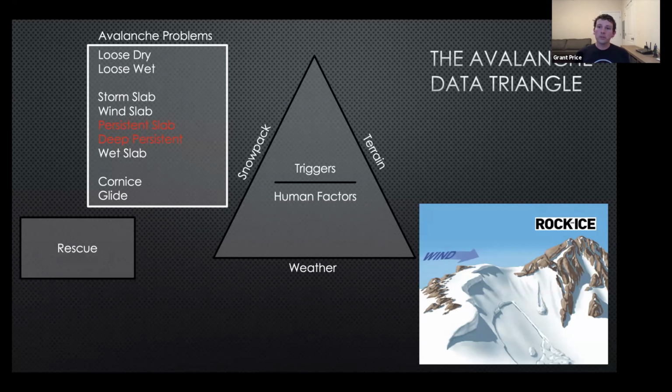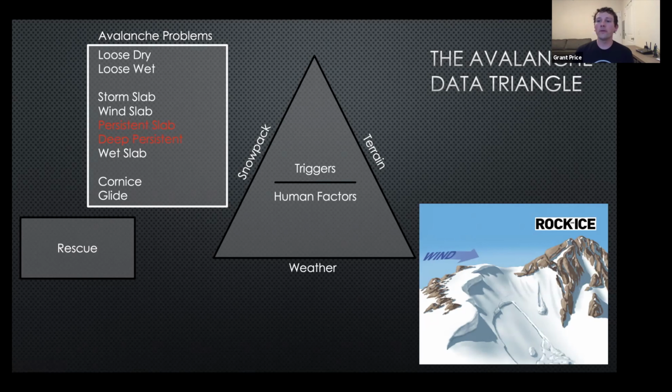With that, we don't just have slab avalanches. In the United States, we use 9 different avalanche problems or characters to describe what kind of avalanche hazard we're expecting in the mountains. Forecasters use these in bulletins to convey this information. So there's 9 of them, and the way that I try to remember them is with 2, 5, and 2.